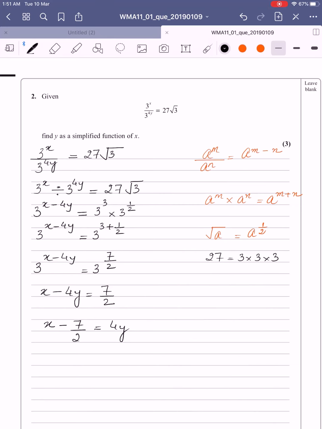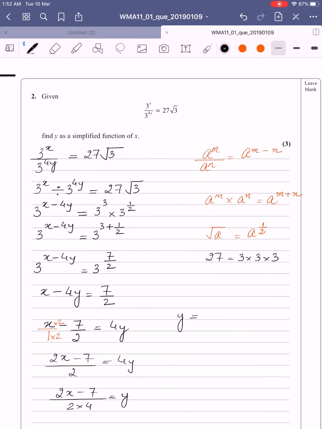Now the last step, all we need to do is to move the 4 to the other side. Now 4 is multiplied on the right hand side, so when it goes to the left hand side it will divide, and hence we have 2x minus 7 divided by 2 times 4 is equal to y, and we can rewrite a final answer as y is equal to 2x minus 7 divided by 8. Now here we can see that we have written y in terms of x. Alright?